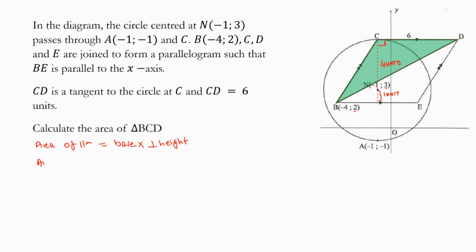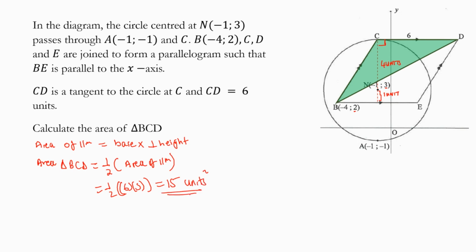The area of triangle BCD is going to be half of the area of the parallelogram. So it's going to be half times 6 times 5, which is equal to 15 square units. So that's the answer there.